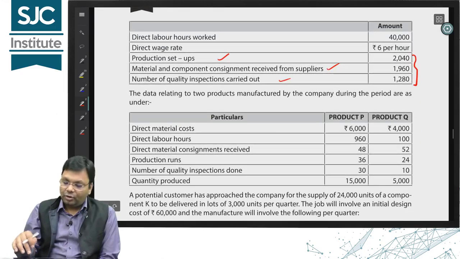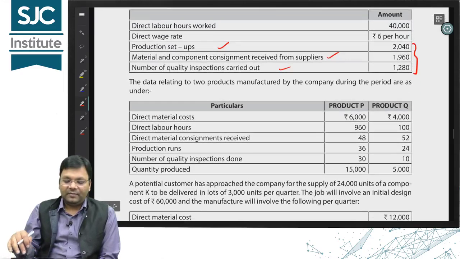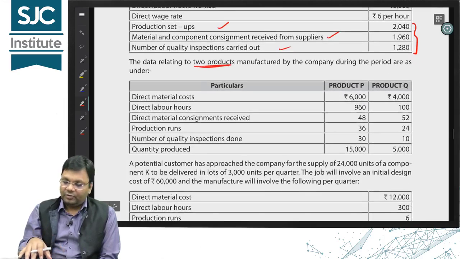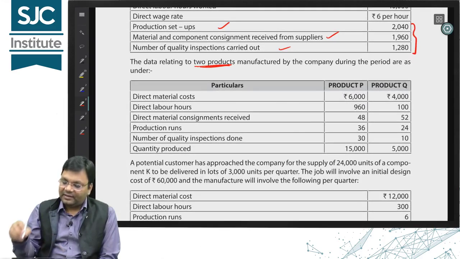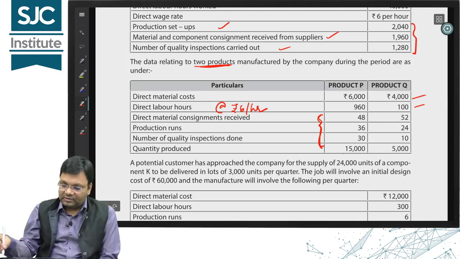The data relating to two products manufactured by the company during the period are as under. Usually we apply activity based costing whenever we have multiple products. So we have two products, and we have details for them here. Material cost is given, labor hours are given, wage rate is not given, so wage rate will be assumed as the same 6 rupees per hour. Then material consignment received, production run and quality inspections will be used for allocating activity cost. Quantity produced is also given.